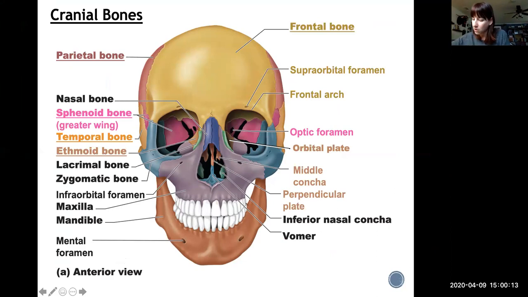So from this view we already have the perpendicular plate, which is this long, skinny one right down the center of the nose coming down from the top, right? We also have the middle conchae. Each one of these is a concha, and together they are the middle conchae on either side, lateral of the perpendicular plate. And the orbital plate is basically the part of the ethmoid bone that is making up that wall of the eye socket. So it's basically making up this wall of the orbit. The orbital plate is a flat, plate-like surface in the orbit of the eye socket.